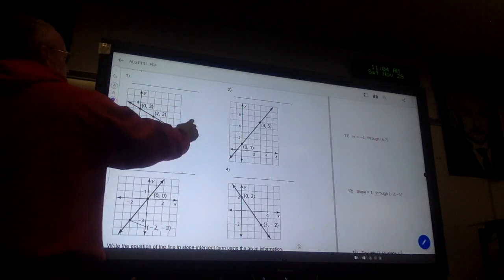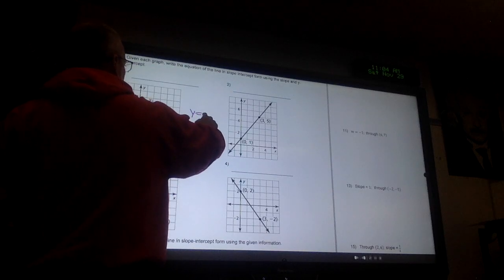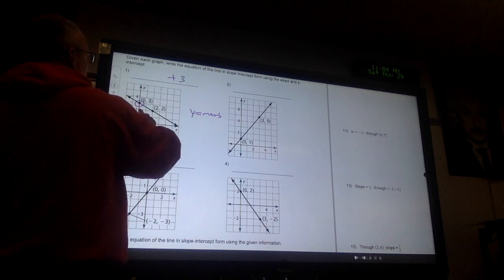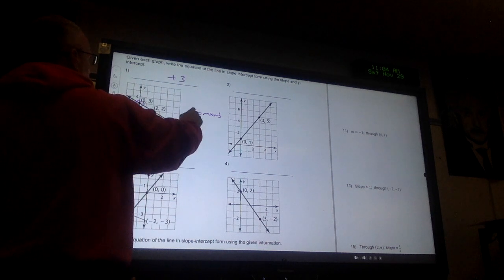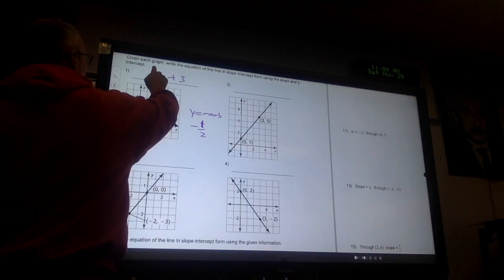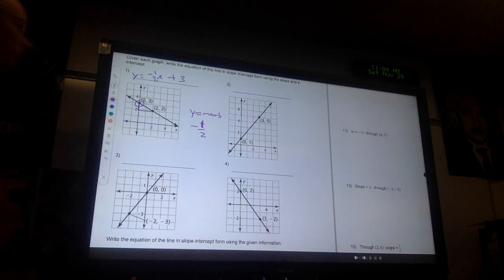All right, so we're going to be using y equals mx plus b. So I have a b value of 3, so plus 3. I have a slope of down 1, right 2. So I have a slope of negative 1 over 2. So I have negative 1/2 x. Y equals that, and it's all done.